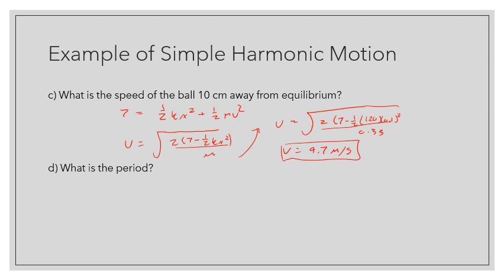And now what about the period? T is equal to 2 pi times the square root of m over k. So T is equal to 2 pi times the square root of the mass, which is 0.55, over k, 120. So T is equal to 0.43 seconds.